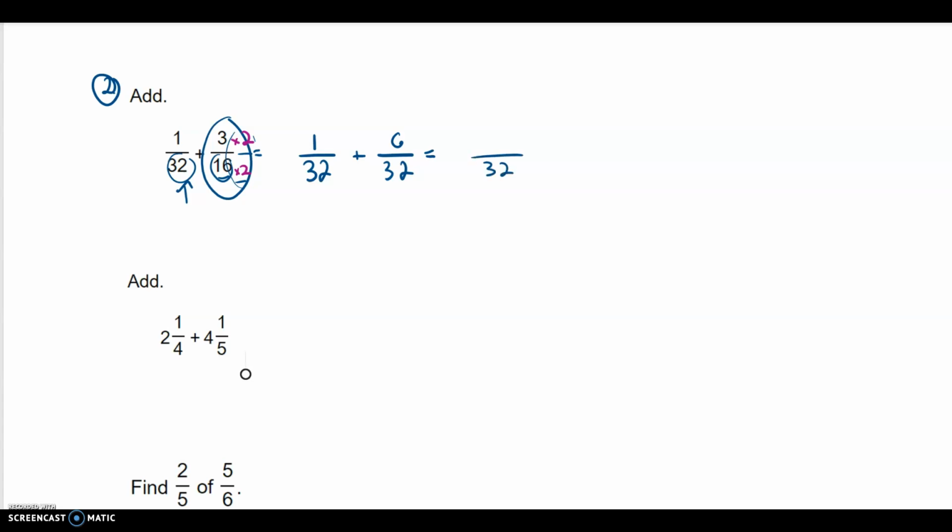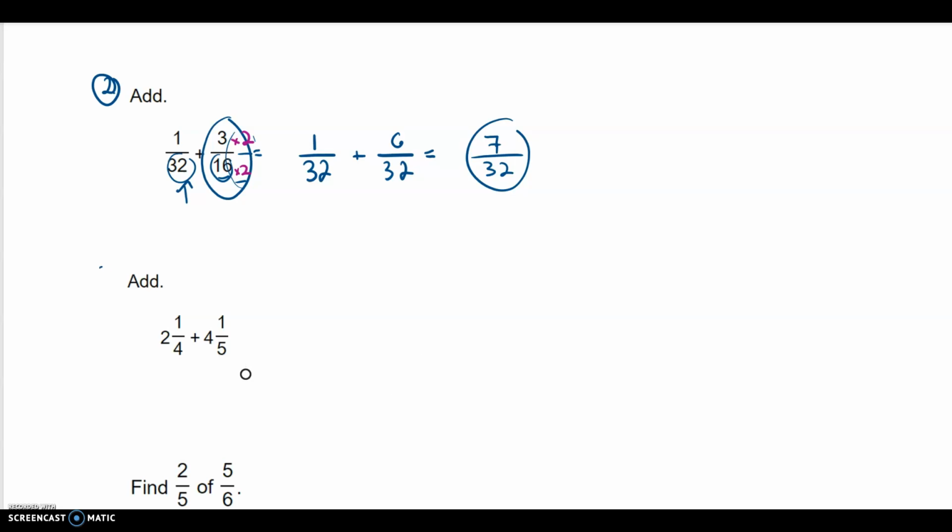The rule is, when you're adding fractions, get the LCD, write your answer over the LCD, and then add your 2 numerators. And then at that point, you want to reduce it if you can, but for this example, it's not going to reduce, so 7 over 32 is your final answer.